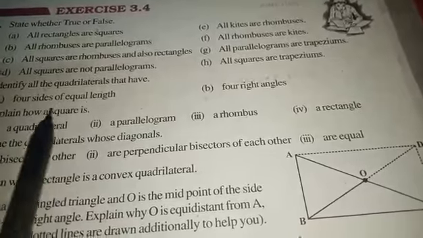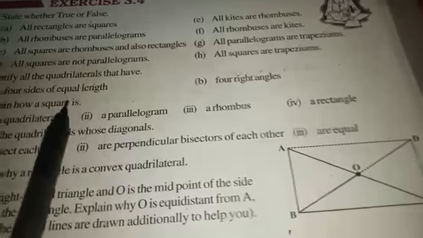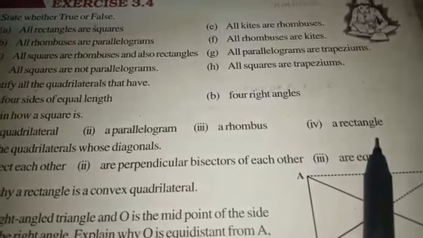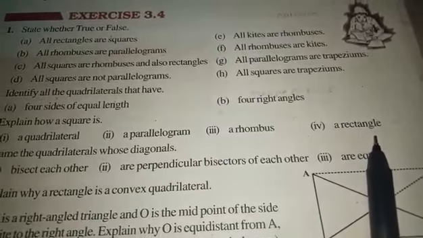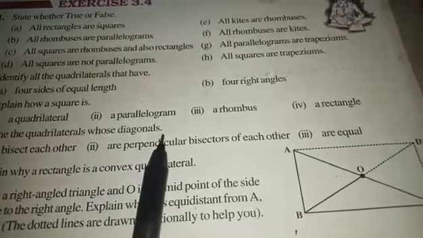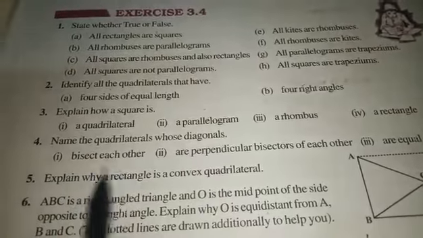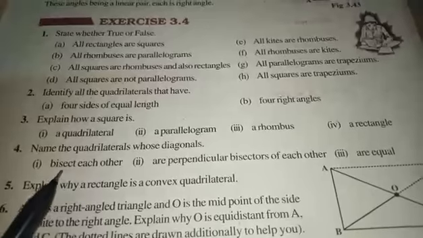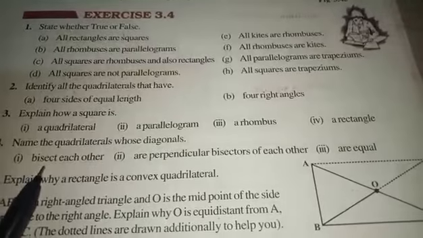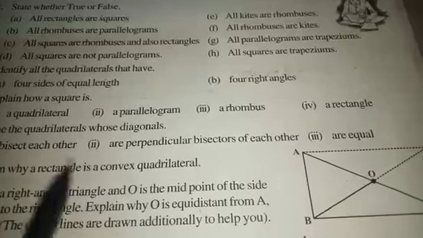So a square is a quadrilateral. A square is also a parallelogram. It follows the properties of a parallelogram. A square follows the properties of a rhombus, and a square follows the properties of a rectangle. So it is clear. Next, name the quadrilaterals whose diagonals bisect each other. In which quadrilaterals do the diagonals bisect each other? You will find that in rhombus, rectangle, square and parallelogram, their diagonals bisect each other.